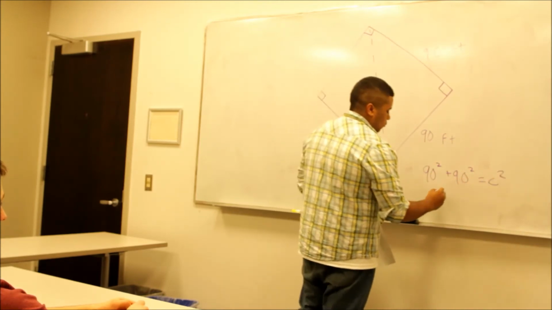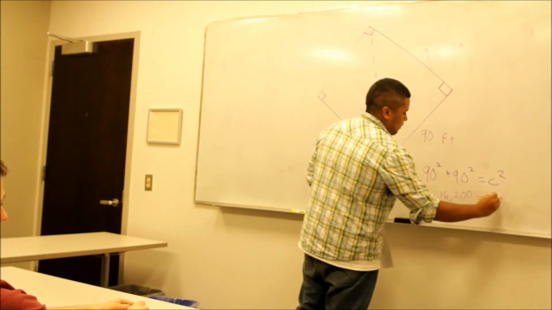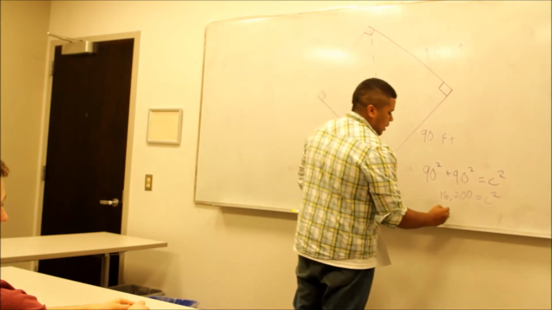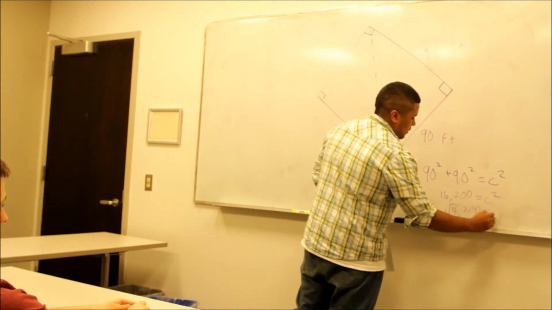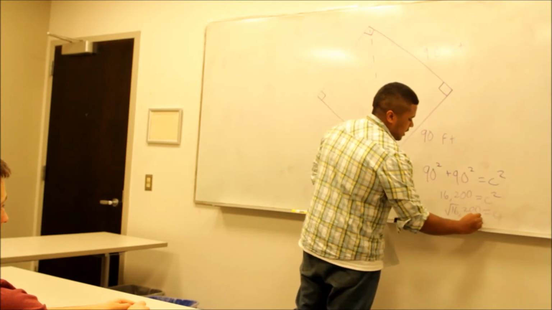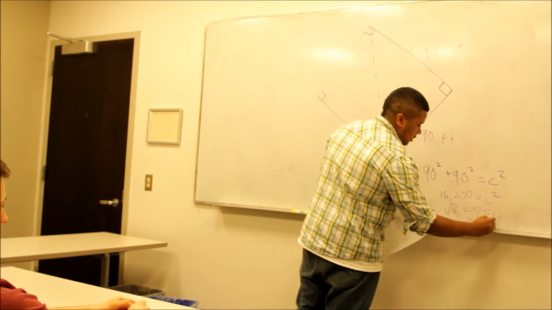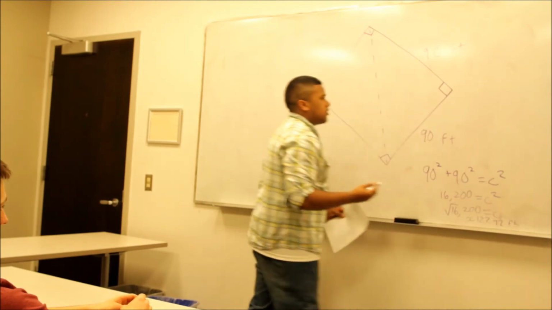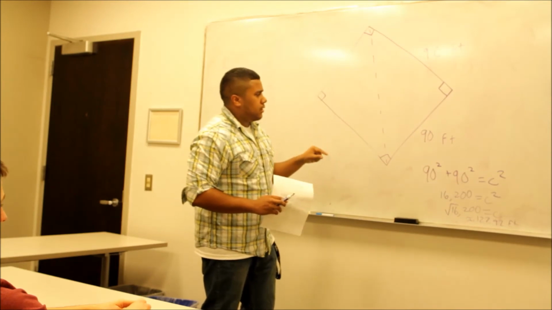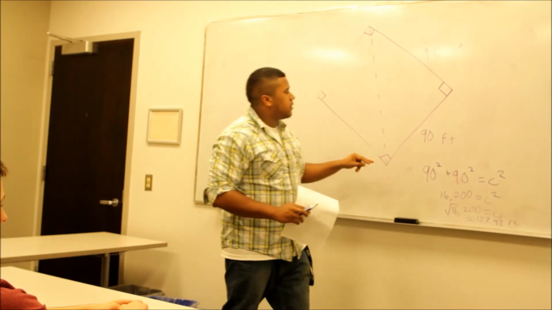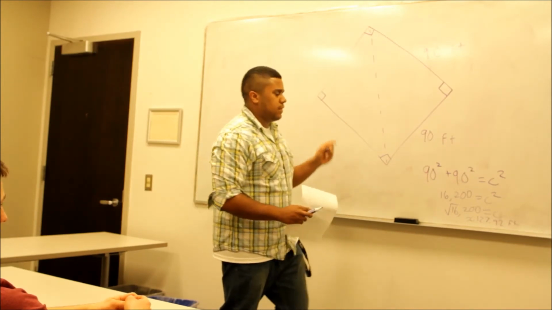So then you add these both up, which equals 16,200 equals c squared. Then you take the square root of both sides, and you get the square root of 16,200 equals c, which is about 127.92 feet. And to check that your answer is right, you just look at what the size of the sides are on the triangle. As long as the hypotenuse is bigger than the other 2 sides, then the answer is right. So 127 feet is bigger than 90 feet.